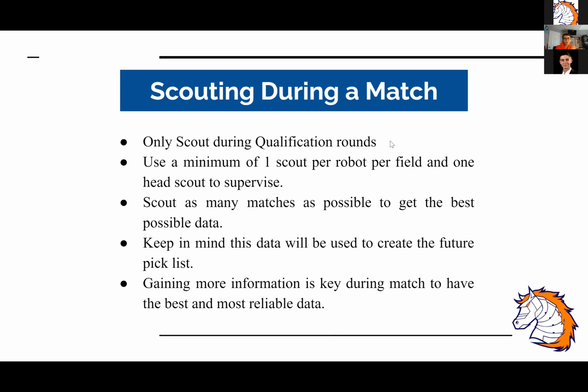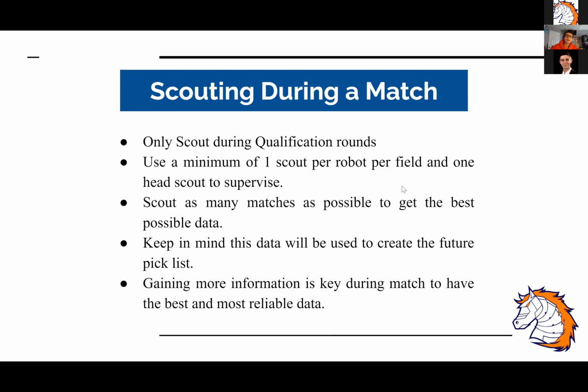what you would want to scout during the actual competition day is qualification matches. In FTC, scout all the qualification rounds to get the most data possible. You want to have at least one scout per robot per field. So for FTC, you want at least 4 people per field. In FRC, since there are 6 robots, you want at least 6 scouts per field, and then at least 1 head scout to supervise all.